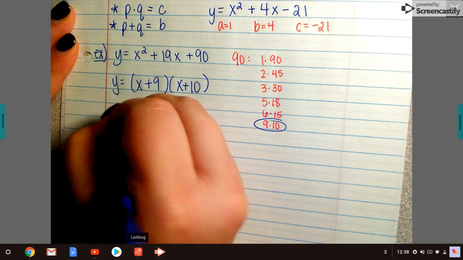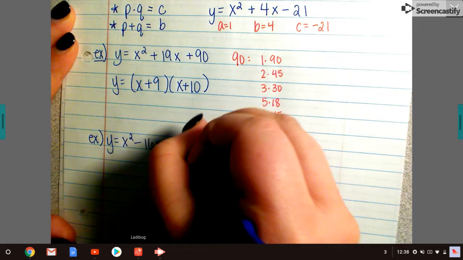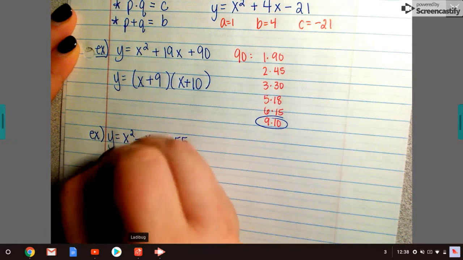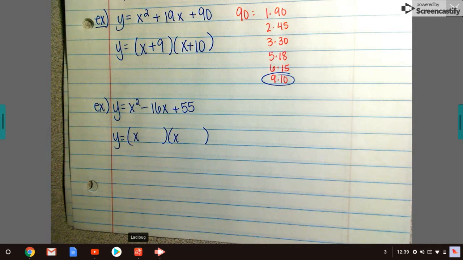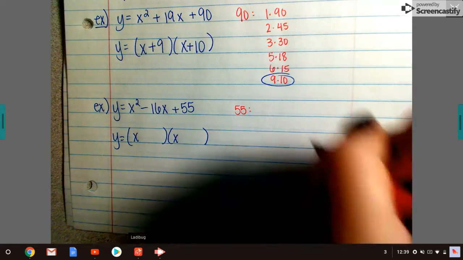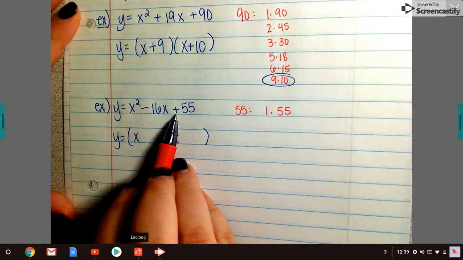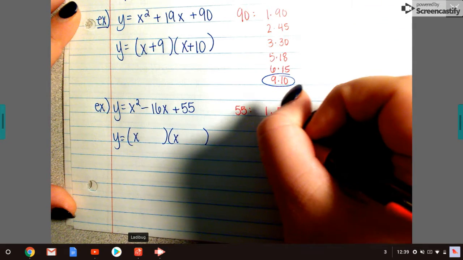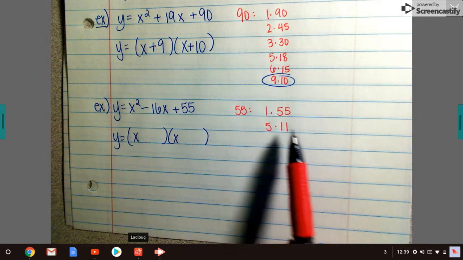If I have y equals x squared minus 16x plus 55, I like to start myself off with my setup, and we're going to look at factors of 55. So let's do that. I could have 1 times 55, or 5 times 11. And that's pretty much it. Those are the only two I have. And then we want to find the ones that add up to negative 16.